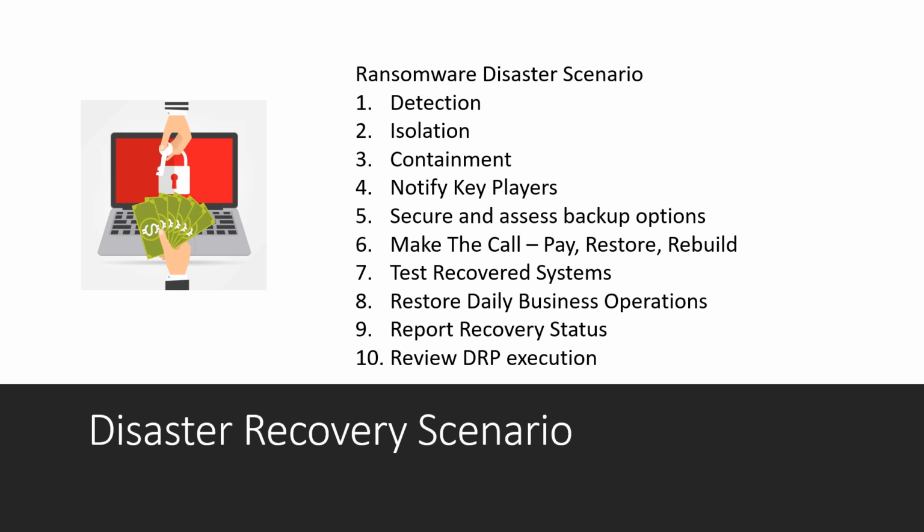Step 6. Make a leadership decision. Pay the ransom, recover from backups, or rebuild the affected systems. Step 7. Test the recovered systems. Step 8. Restore daily business operations. Step 9. Report recovery status to management, affected stakeholders, and law enforcement. Step 10. Review the DRP execution.